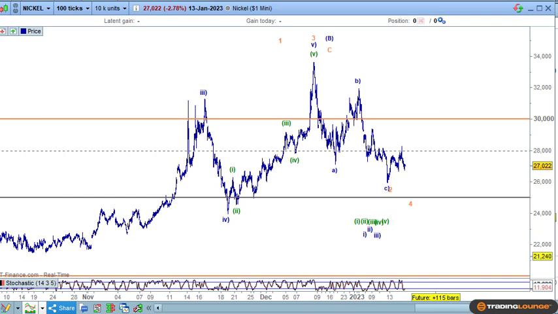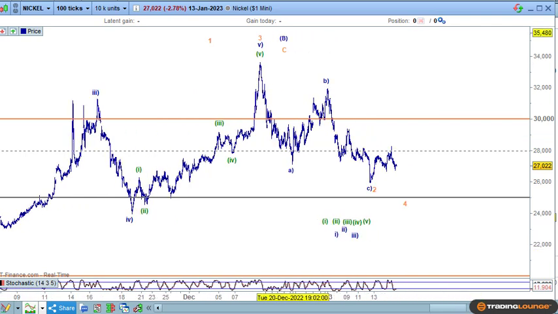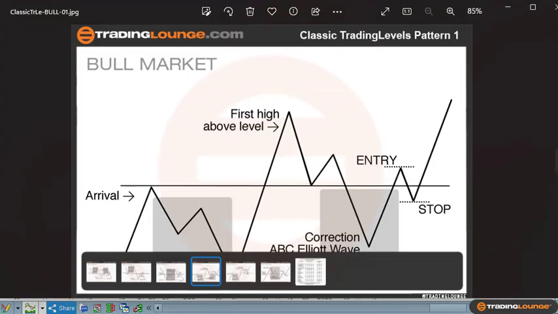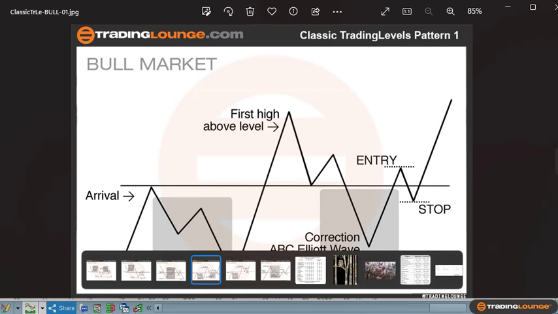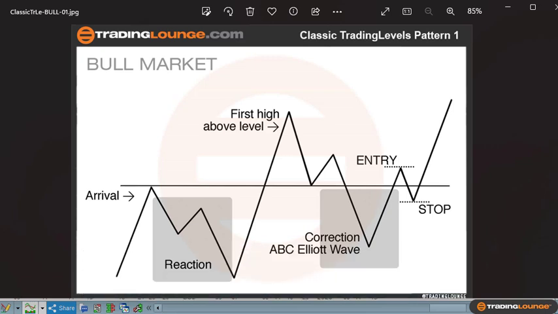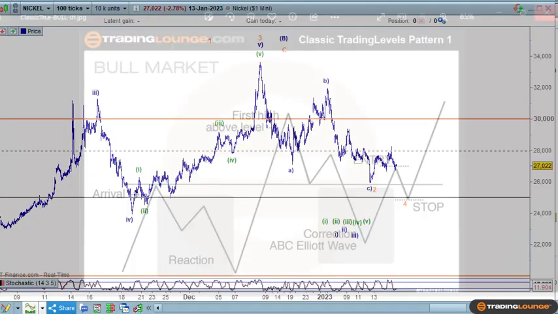It is a nice classic trading levels pattern at this area here, where we've got the arrival, the reaction, the first high above the level, the ABC pattern. So coming back to my favorite thing here, the arrival, the reaction, the first high above the level, the ABC here. If we get back on this level, the main level here, then we're good to go. But we want to try to catch it a bit down here. But it's just gone a little bit wonky in here, and I'm not that sure about it.